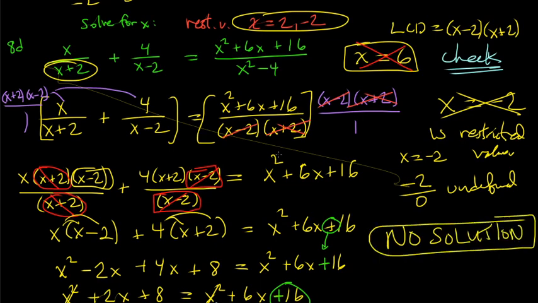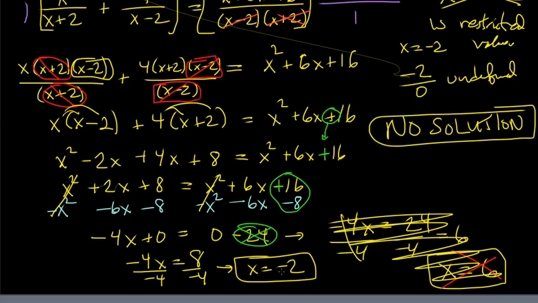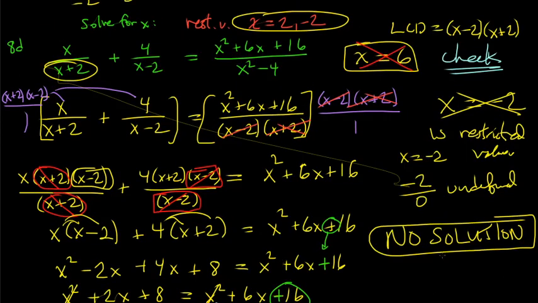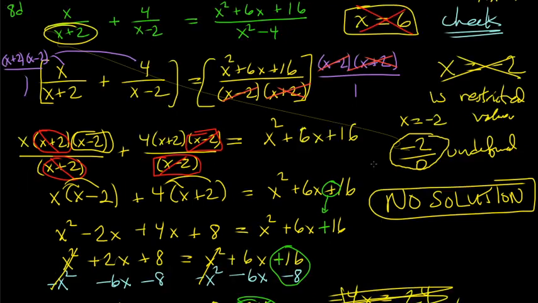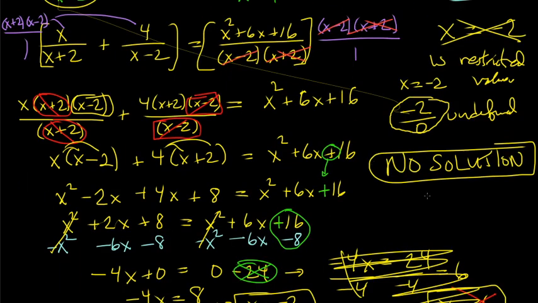Okay, so that's what happens. If you get a restricted value as one of your solutions, it's not a solution. Or if you check, if you plug it in and you get something divided by 0, then you know that there's also no solution. Either way, the answer to number 8, part D, right, no solution.